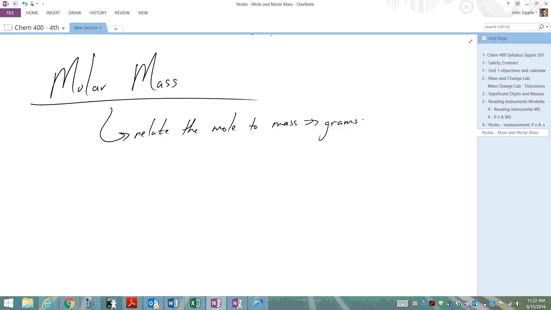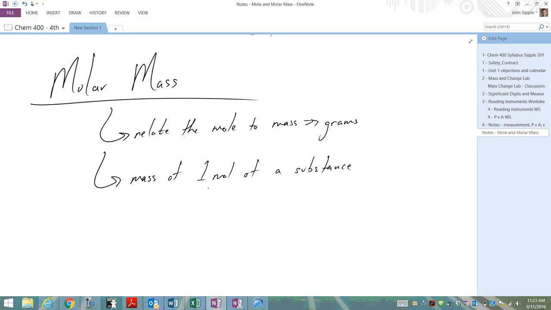So pretty much molar mass is the mass of one mole of a substance. One, not an L or anything like that. One mole of a substance. When we talk about molar mass, we're talking about the mass of one mole of any substance. So the periodic table is set up this way already for us.